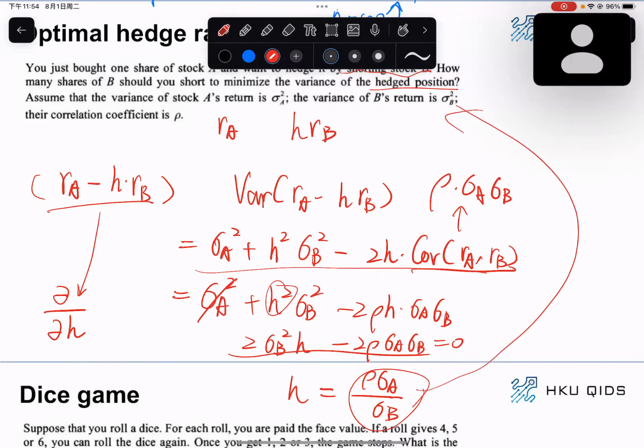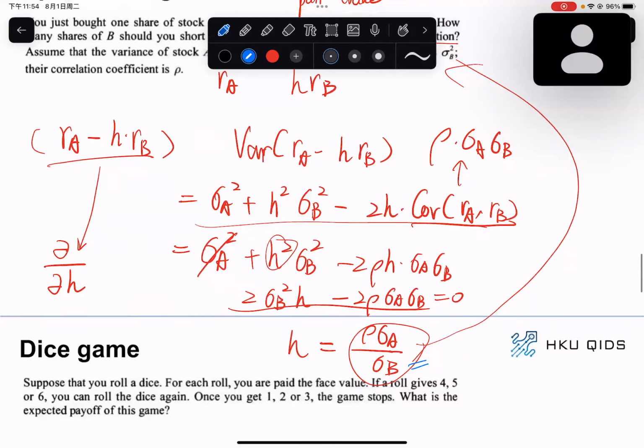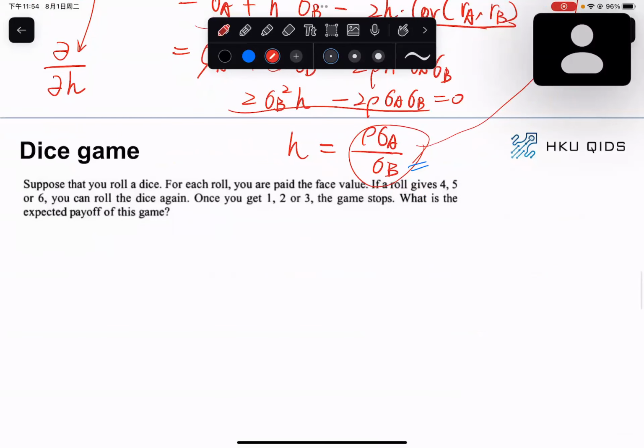Okay. And please remember that, because it is actually quite a classical solution when you are trying to do pair trading, right? You just need to calculate the variance of two assets and also their correlation, and then put the ratio together. Okay. So now let's come to the third question, the dice game.